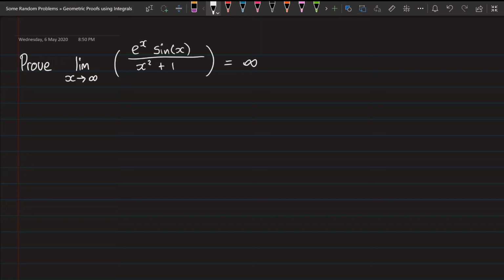Today we are going to prove that the limit as x tends to infinity of e to the x multiplied by sine of x divided by x squared plus 1 is indeed infinity. In other words, it diverges.